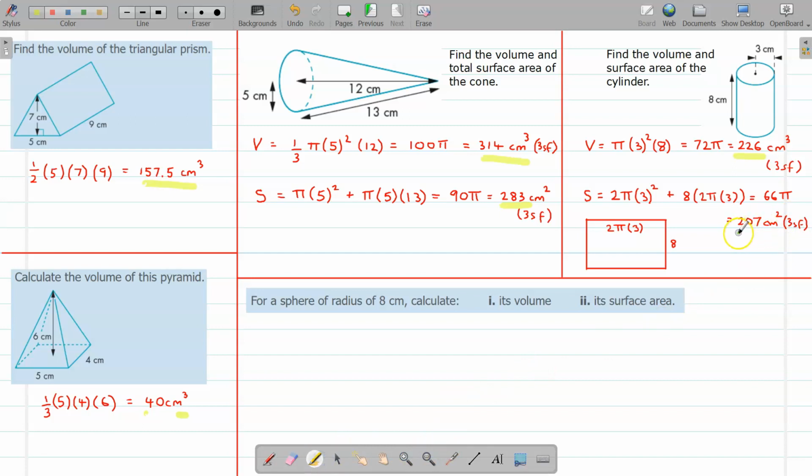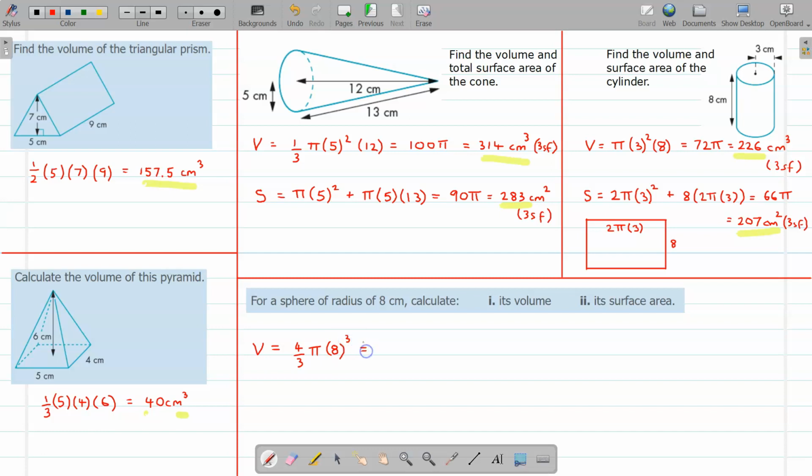Right, and finally we have a question about a sphere of radius 8 centimeters. We don't need to draw a sphere. It would just look like a circle in 2 dimensions. But we know its radius, and that's all we need to do. So its volume is simply 4/3 of pi times the radius cubed. Okay? And you just put that into the calculator.